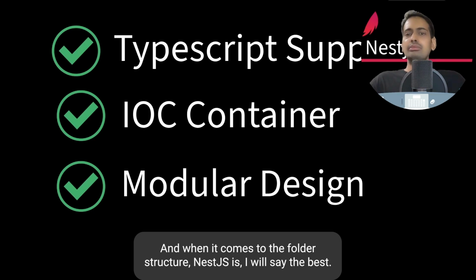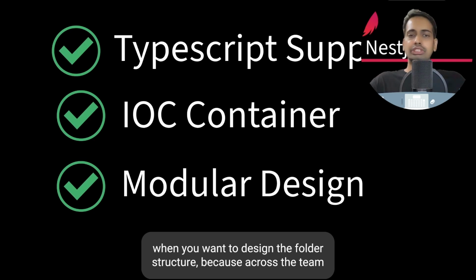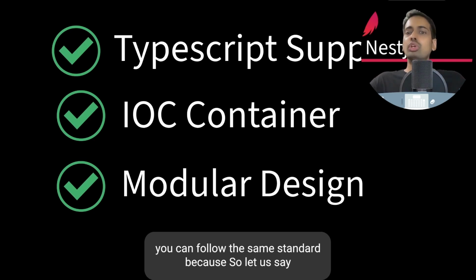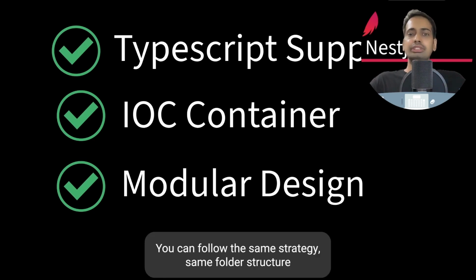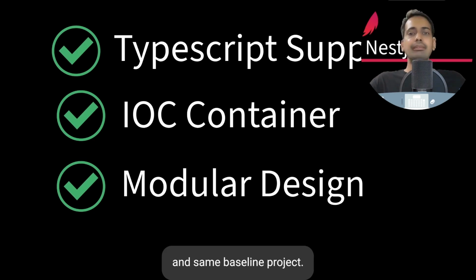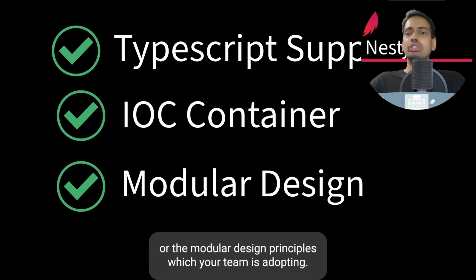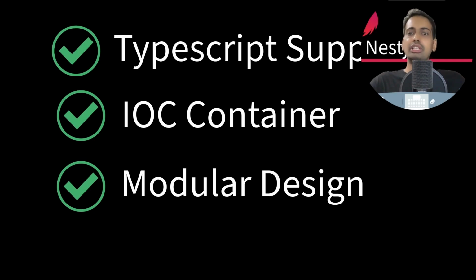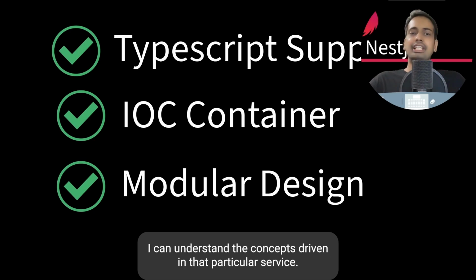And when it comes to the folder structure, NestJS is, I will say, the best. I will give 10 out of 10 when you want to design the folder structure, because across the team you can follow the same standard. If you are using NestJS across the team, you can follow the same convention, the same strategy, the same folder structure, and the same baseline projects. Nobody is going to deviate from the baseline design or the modular design principles which your team is adopting. So across the team you can have the same code. Just by looking at the code, I can understand the concepts driven in that particular service.